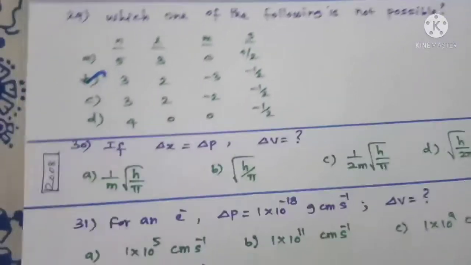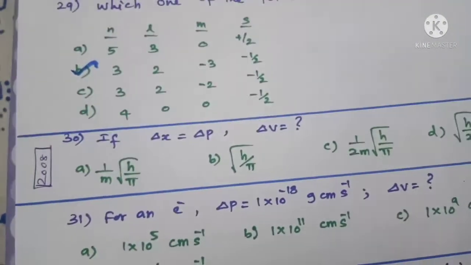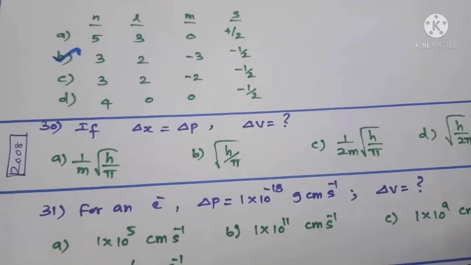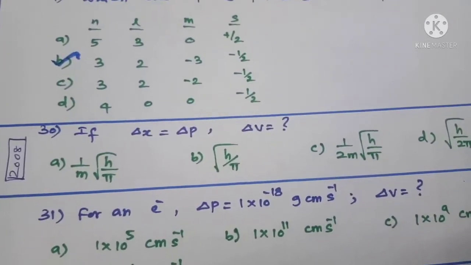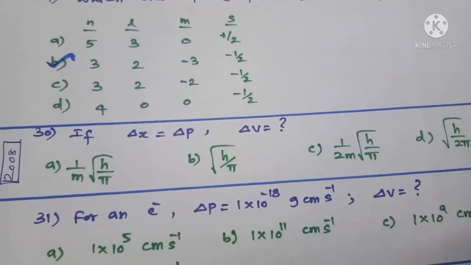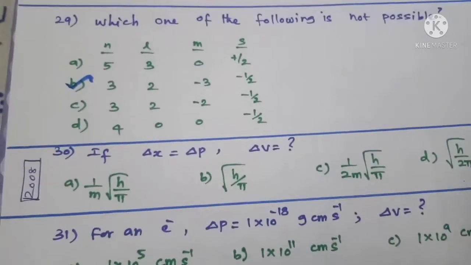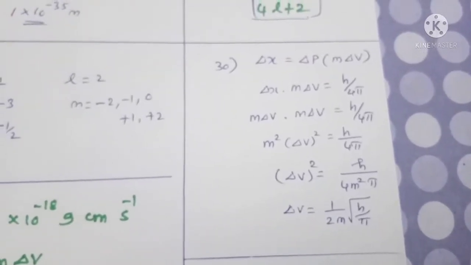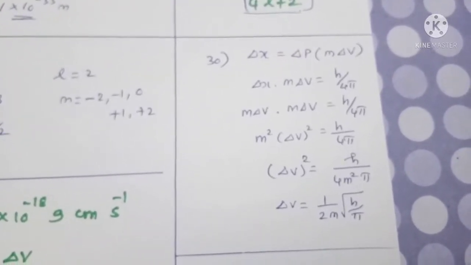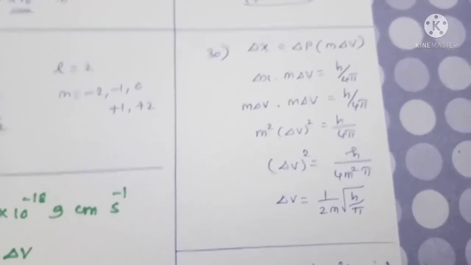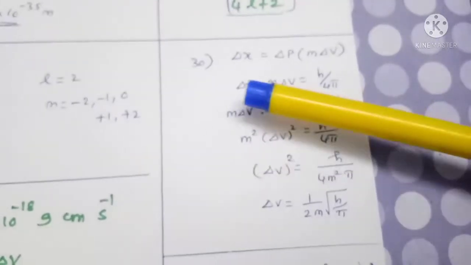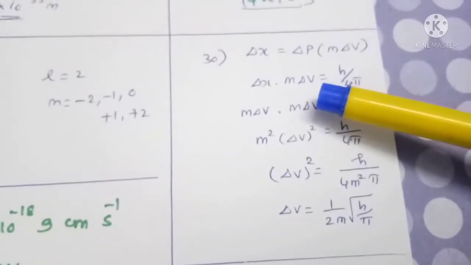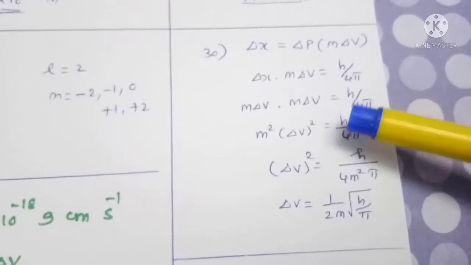Okay, right. Now question number 30. If delta x equal to delta p, that is uncertainty in position is equal to uncertainty in momentum, then what will be the delta v? In the question it is given delta x is equal to delta p, that is delta x is equal to m into delta v, isn't it? Then you know very well, this is nothing but Heisenberg's uncertainty principle expression, delta x into m delta v equal to h by 4 pi, isn't it?